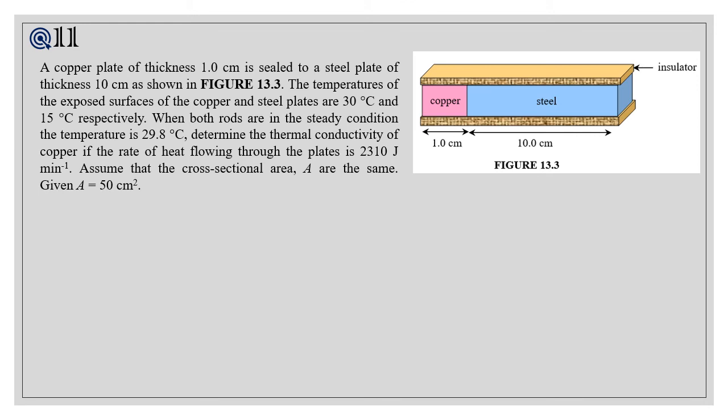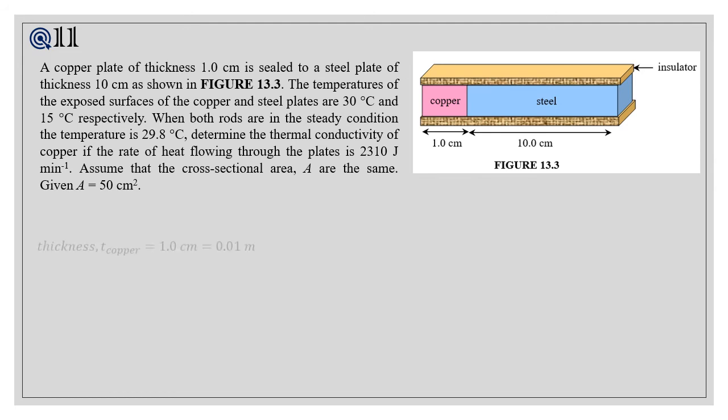When both rods are in the steady condition, the temperature is 29.8 degrees Celsius. Determine the thermal conductivity of copper if the rate of heat flowing through the plate is 2,310 joules per minute. Assume that the cross-sectional area A are the same, given A is 50 cm square.